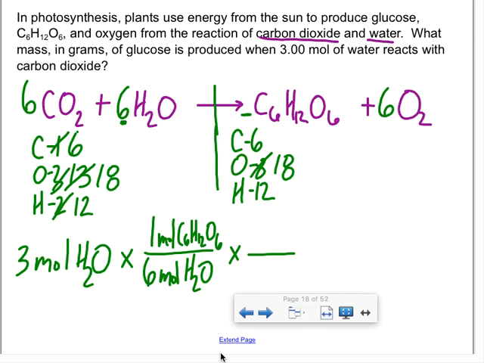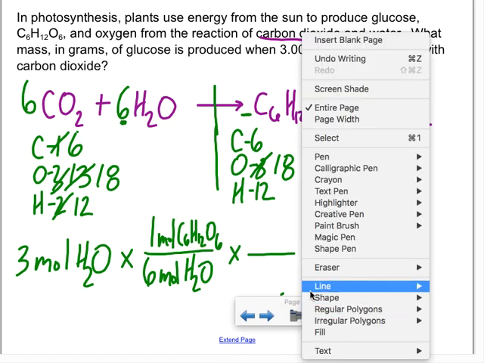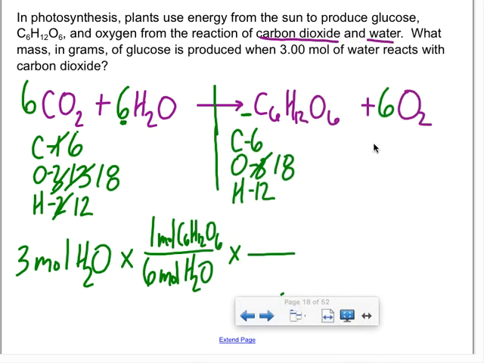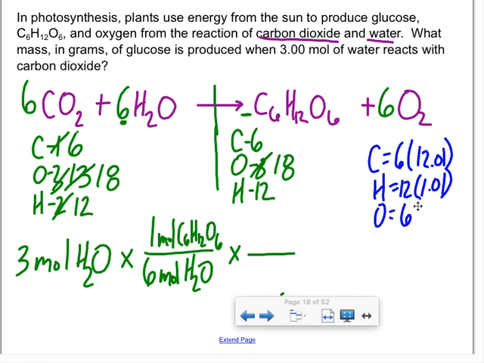The second conversion is they want to know how much glucose in grams is produced. So now I have to figure out the molar mass of glucose. Okay, so I'm going to change markers here. Let's go blue. So glucose. I have carbon. I got 6 of them at 12.01. Hydrogen at 1.01, 12 of them. And oxygen, I have 6 of them at approximately 15.99.